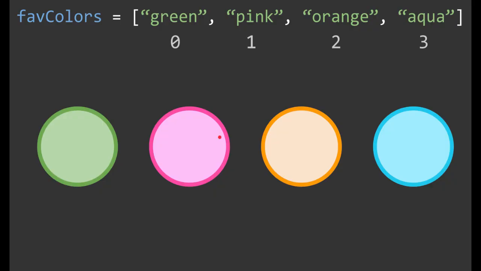You'll notice that I have made an array called fave colors: green, pink, orange, and aqua. Those are my favorite colors. We're obviously going to put the color codes instead of the words. And they have an index of 0, 1, 2, 3. And you'll notice that I've made an ellipse for the green, an ellipse for the pink, an ellipse for the orange, and an ellipse for the aqua.